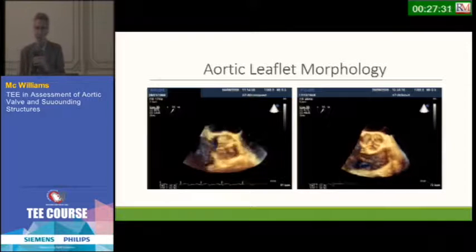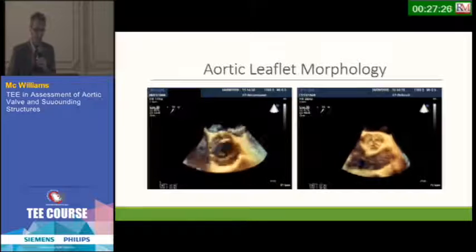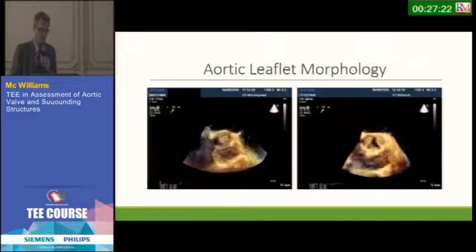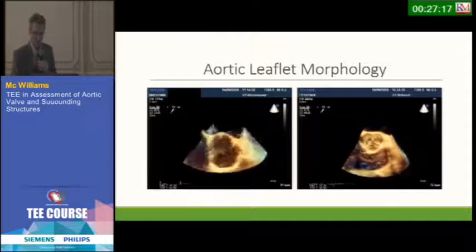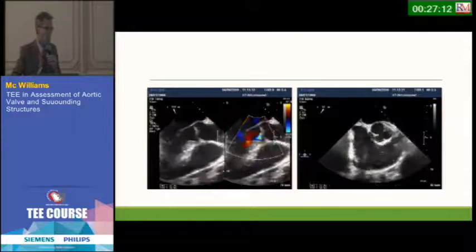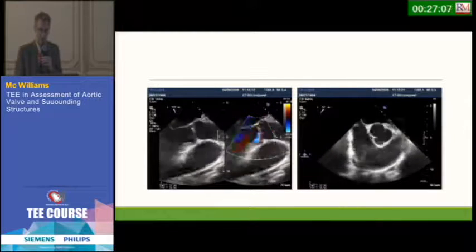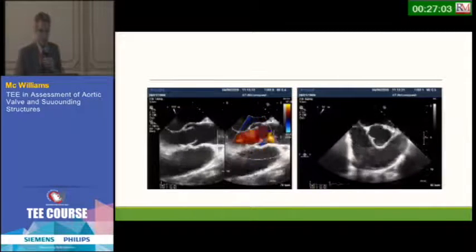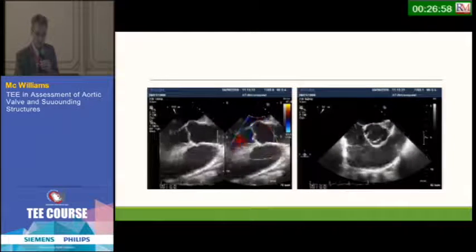Transesophageal echo is very useful for assessing morphology of the valve leaflets. When you get images like this, you can clearly see we have a bicuspid valve on the left of your screen and a tricuspid valve on the right of your screen. This is a patient who, it wasn't quite clear from the transthoracic echo what the morphology of the valve was. But here we can see that this valve is clearly bileaflet. There's a small eccentric jet of aortic regurgitation.